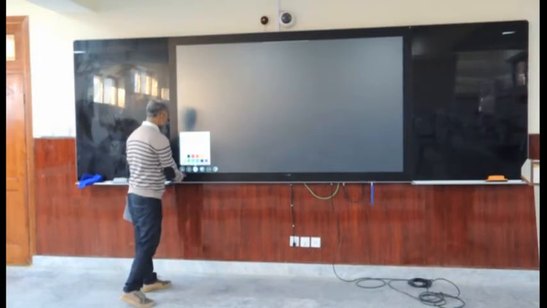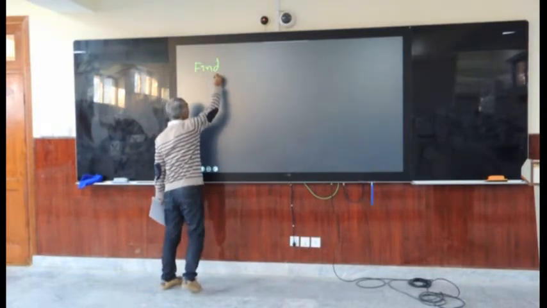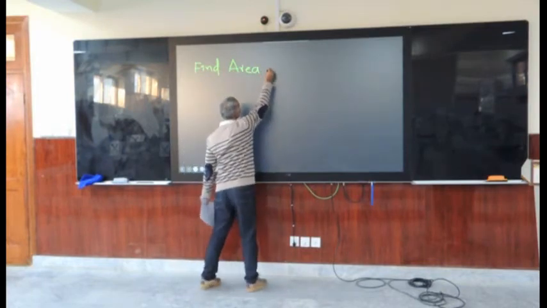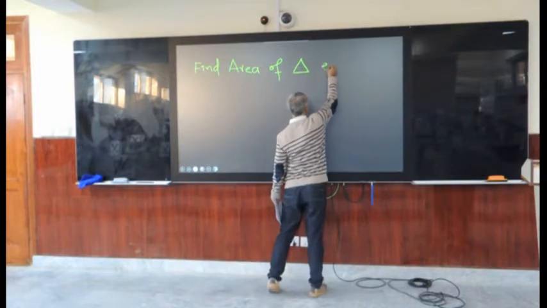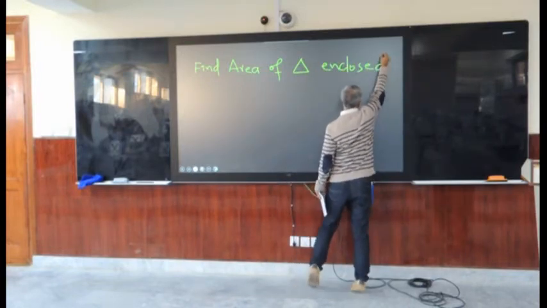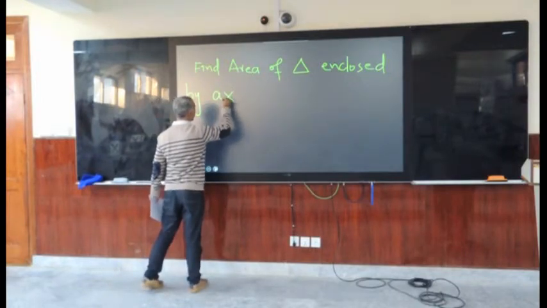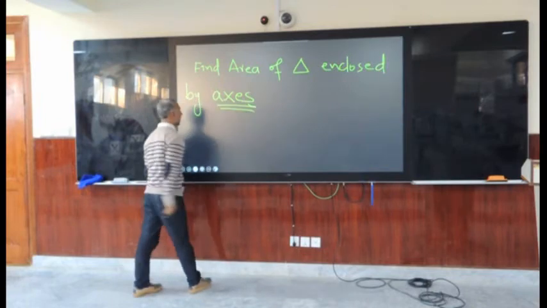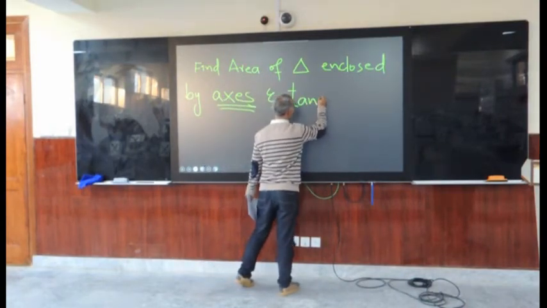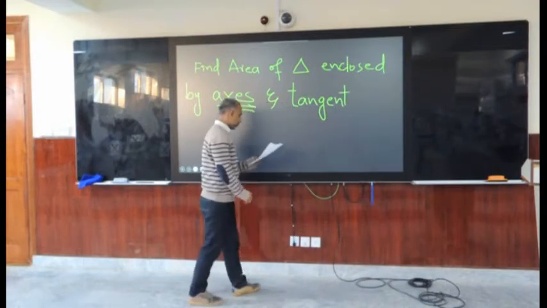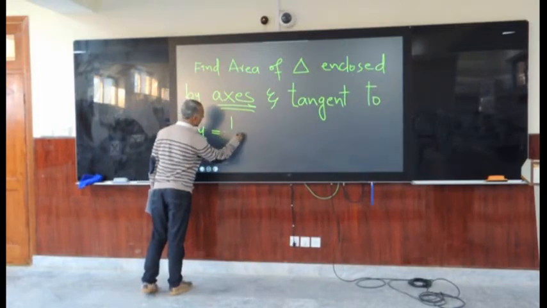There is a question. The question is very simple: find the area of the triangle enclosed by the axes and the tangent to the function y equal to 1 over x.